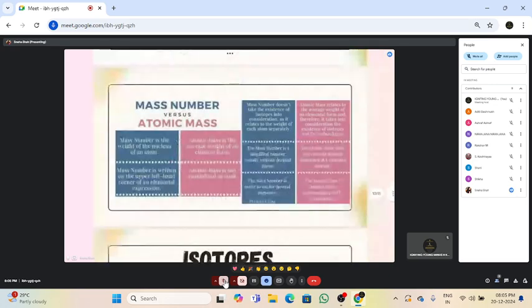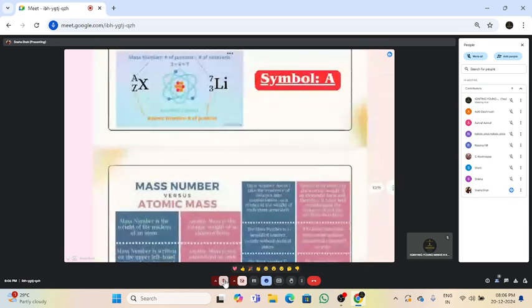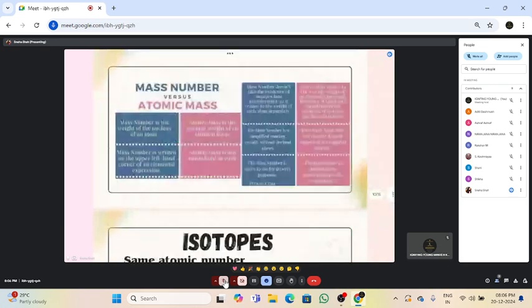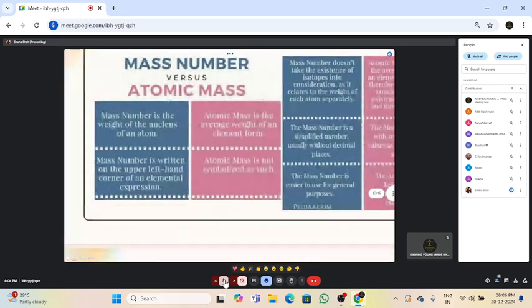Now let's understand why we write mass number and not atomic mass. Mass number is specifically used for the weight of the nucleus of an atom, while atomic mass is the average weight of an elemental form. A specific element, when we weigh it, we get a mass, the atomic mass. When we talk about the number of protons and neutrons in the atom, we call it mass number. Mass number is written on the upper left hand corner of an elemental expression with the symbol A, but atomic mass is not symbolized as such.